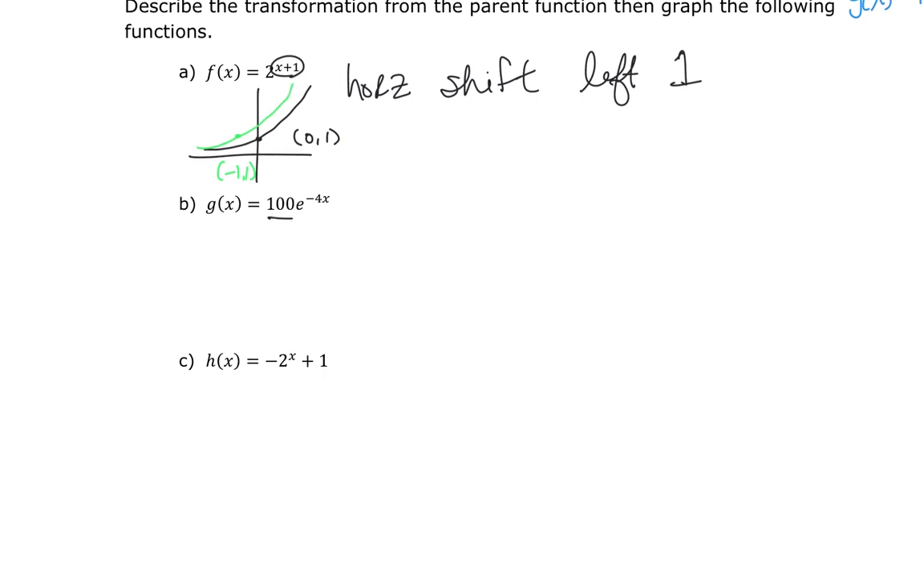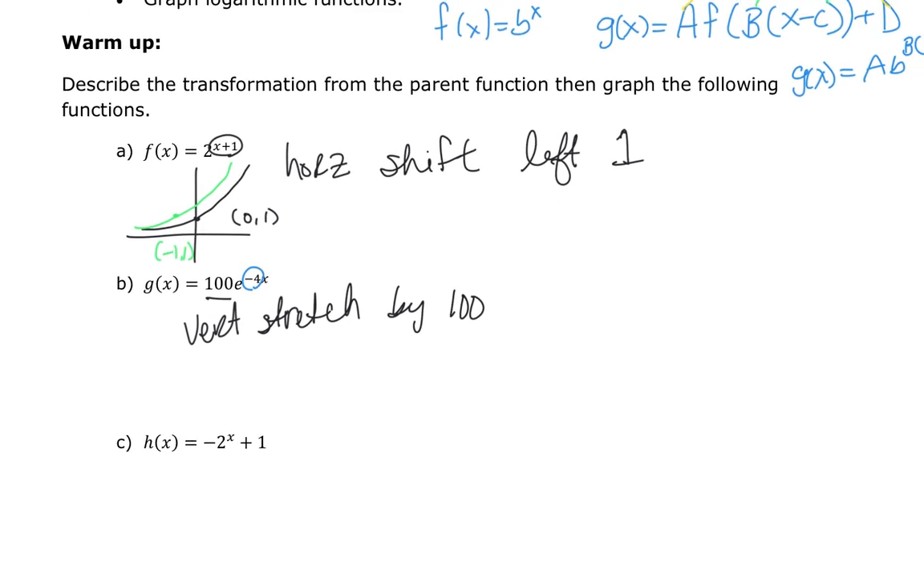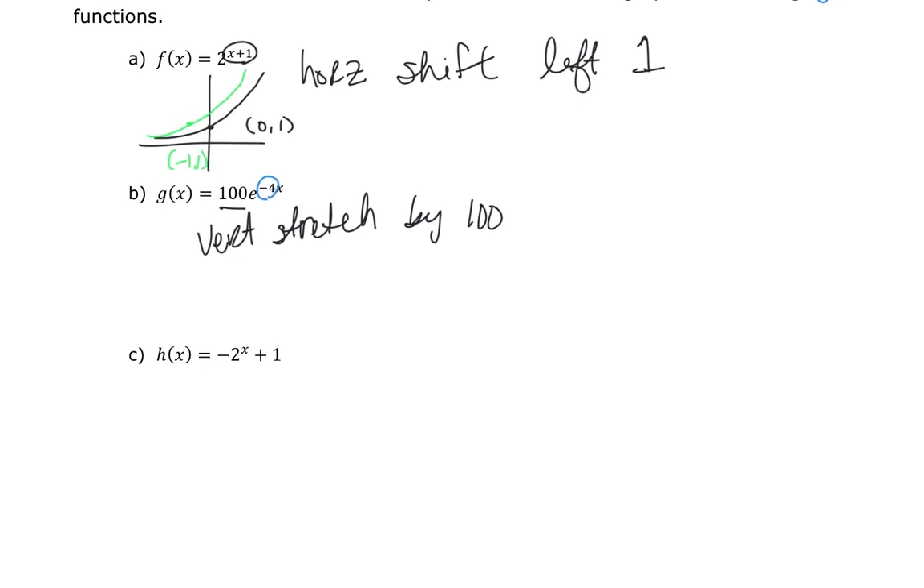So this 100 is a vertical stretch, because it's outside of the function. That's my a, vertical stretch by 100. This -4 would be this b up here, which is a horizontal shrink or compression of 1 over the absolute value of -4. So in other words, 1/4. And then the negative is going to reflect it over the y-axis.